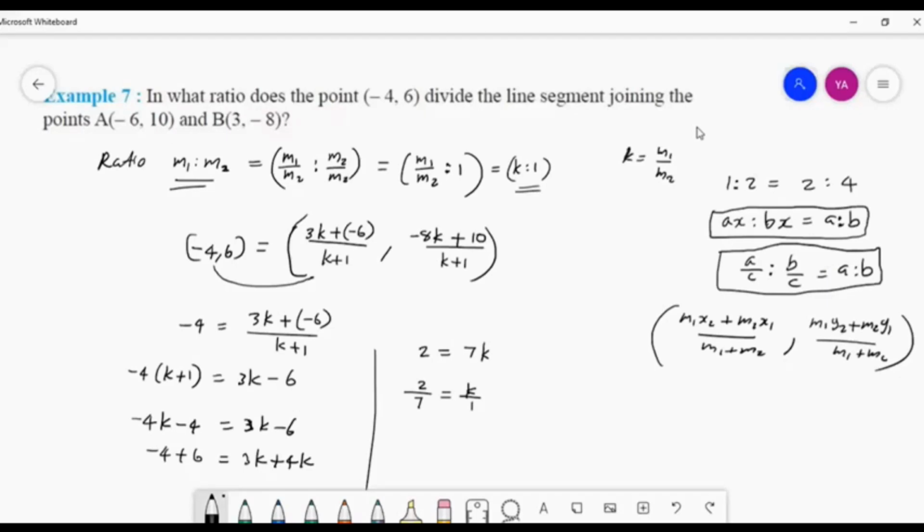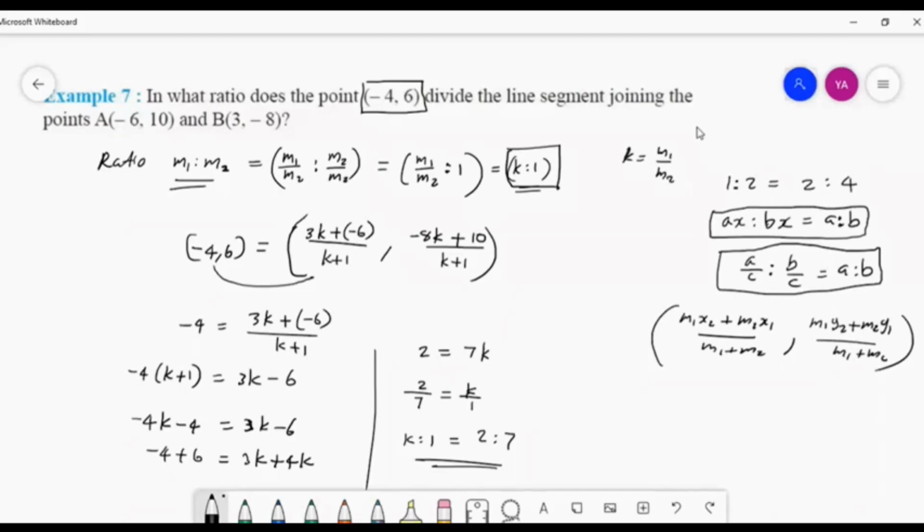So k is to 1. The fraction you can write as a ratio. So you will get k is to 1 is equal to 2 is to 7. The same ratio. We chose the ratio as k is to 1, so the ratio k is to 1 is equal to 2 is to 7. We got the ratio. Some point is given, this point divides the line AB in some ratio, and we want to find the ratio.